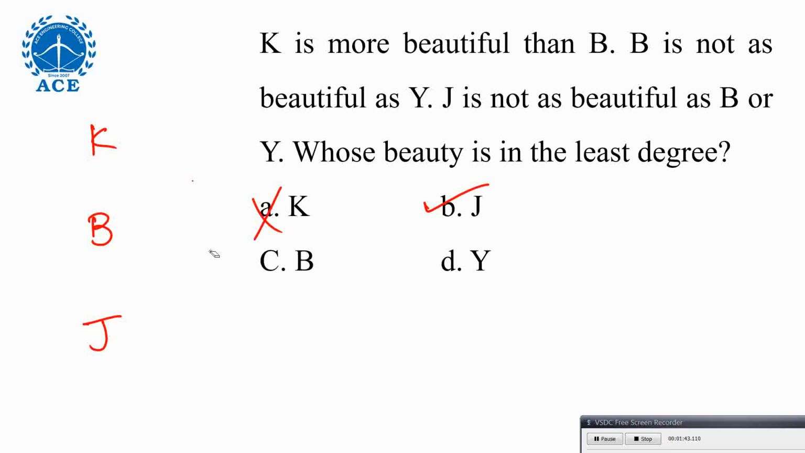B is not as beautiful as Y, so Y can be here or Y can be here. That place we cannot fix, but J is the least, we can decide. That's not an issue. See the next question.